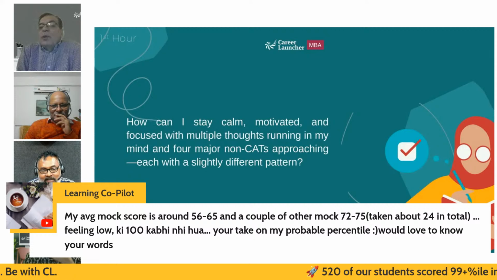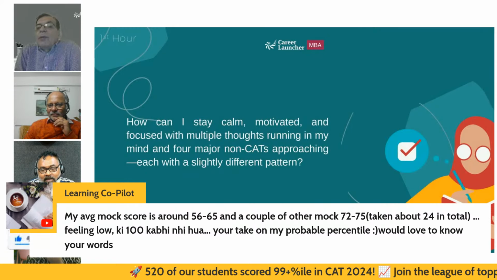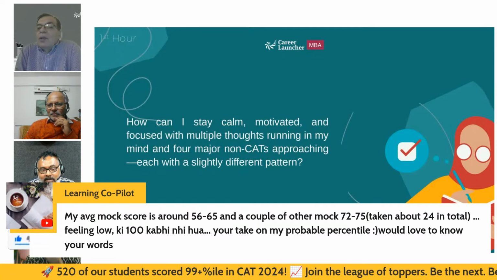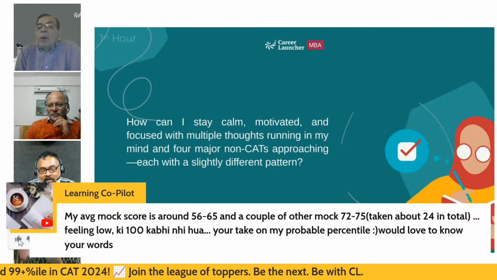My average score is around 56 to 65, and in a couple of mocks around 70 to 75. Feeling low that I have never got 100. Your take on my probable percentile?